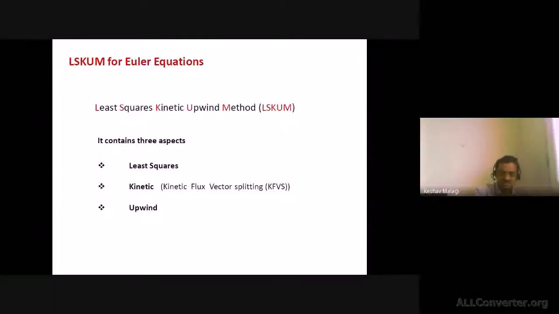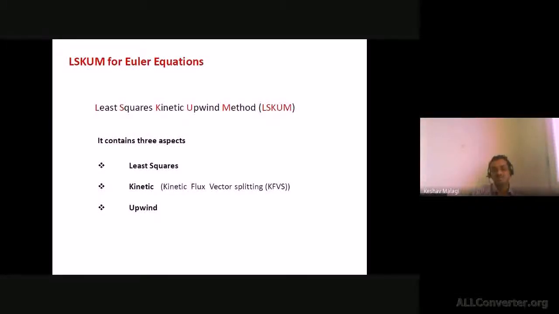So now that I have told you how to evaluate a derivative using the least squares method, the first part in LSKUM, I will now take you to the second parts, the kinetic part and the upwind part. Kinetic part appears because we are using the kinetic flux vector splitting method here, and upwind because the Euler equations have to satisfy the upwinding property. Okay. So first I will show you what upwinding is, and then once I explain that, I will use that in the kinetic framework to show you the KFVS derivation, which will be used in LSKUM.